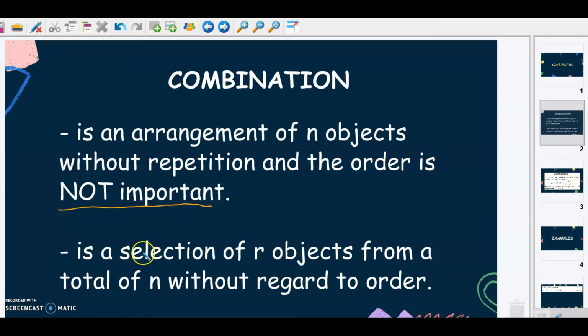We can also define it like this. So we can have this definition for the combination, which is a selection of r objects from a total of n number of objects without regard to order. So any definitions will do. It's either you will consider the first one or the second one. They mean the same. So you need to take note of our keywords for this. Combination, it is arrangement of n objects where order is not important.